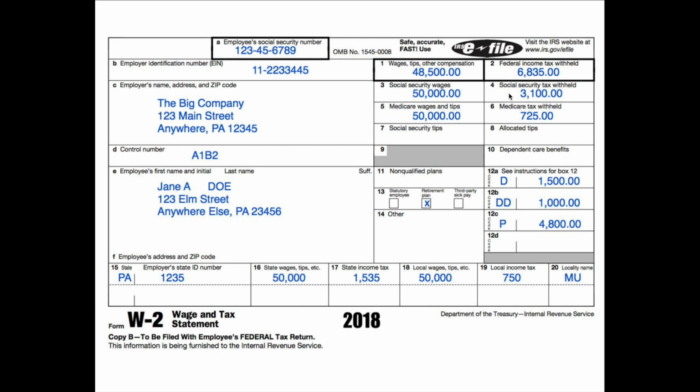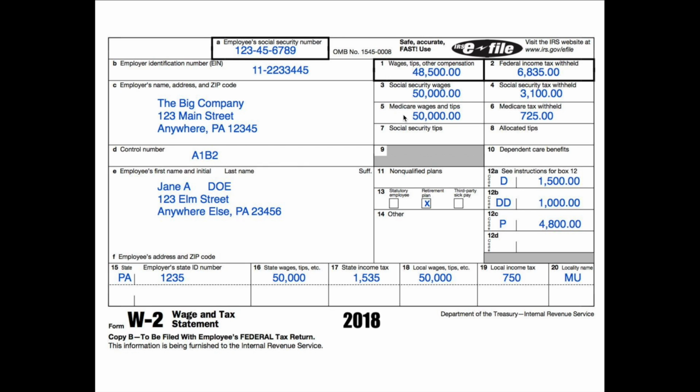Box 4. This number here will reflect the total amount of Social Security taxes withheld from your paycheck. The Social Security tax is a flat rate, meaning everyone pays the same rate of 6.2%. This is just half of the Social Security taxes, as your employer pays another 6.2%.